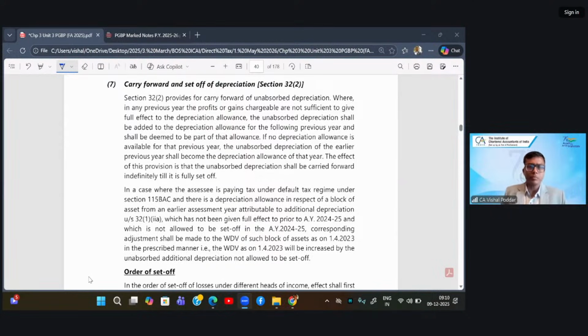Now, what is this carry forward and set off? Interestingly, you have a topic called carry forward and set off of losses, which you study in the next part after all the heads are computed. Now, when you are computing any head of income, there is a possibility that there could be a loss in any particular head. Now, pay attention to this example.